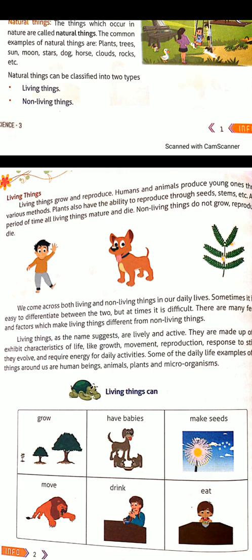They are made up of cells, exhibit characteristics of life like growth, movement, reproduction, response to stimuli. They evolve and require energy for daily activities. Some of the daily life examples of living things around us are human beings, animals, plants, and microorganisms.